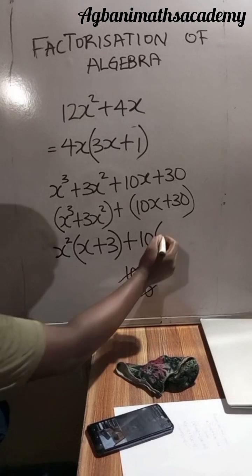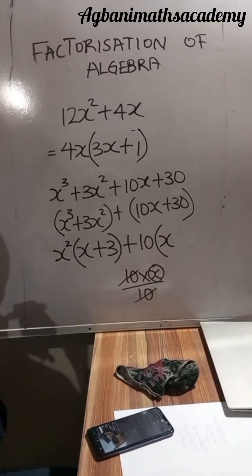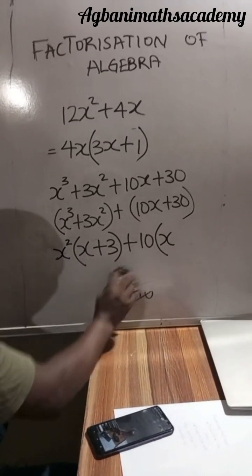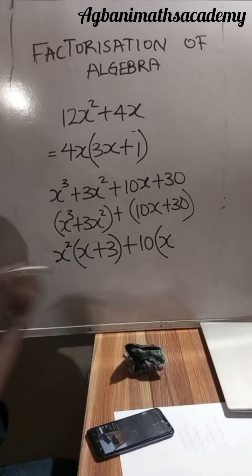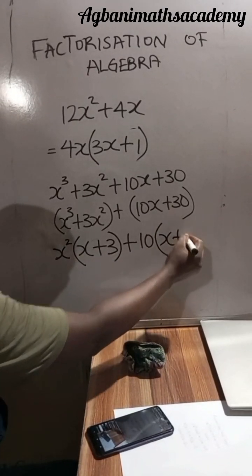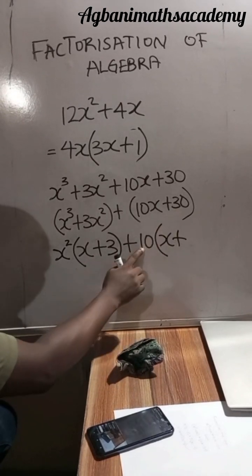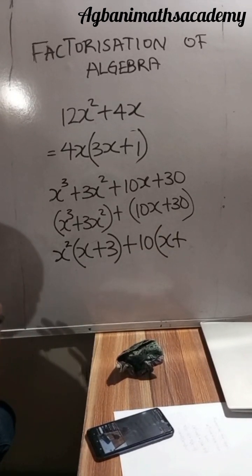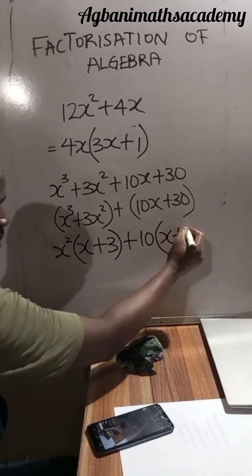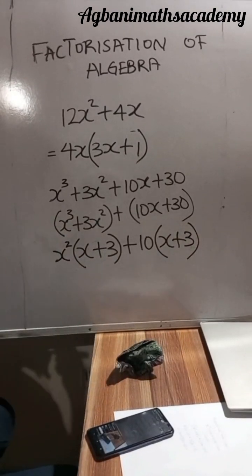So this x, we are going to put it inside the bracket. And then we bring this plus sign down. Okay, the next we are going to do is 30 divided by 10. That is simple. 30 divided by 10 is going to give us 3. So we have 3. And we close the bracket.